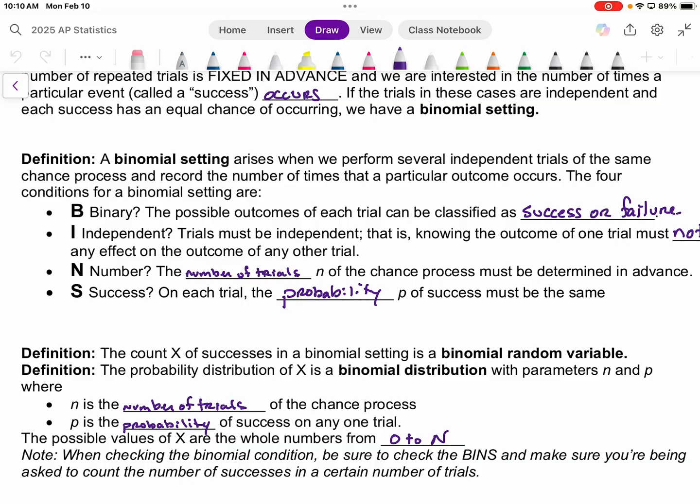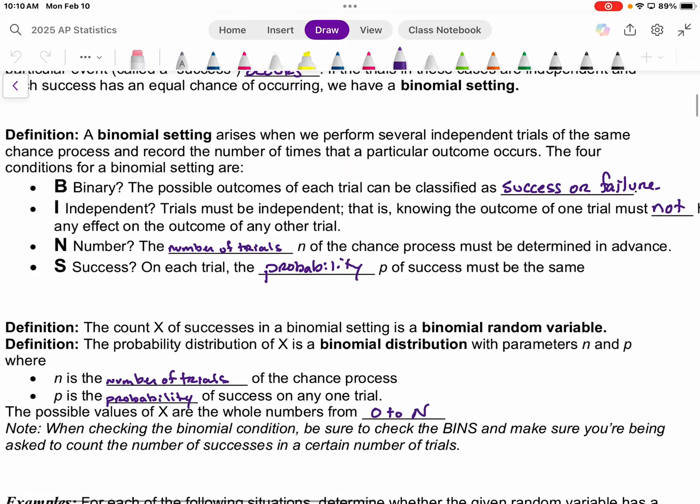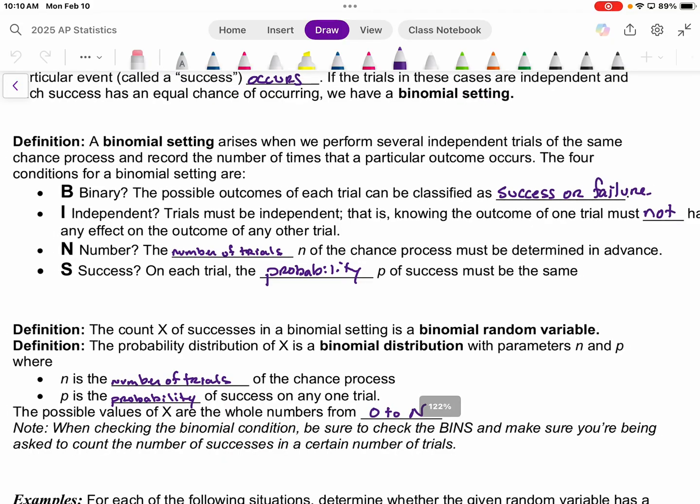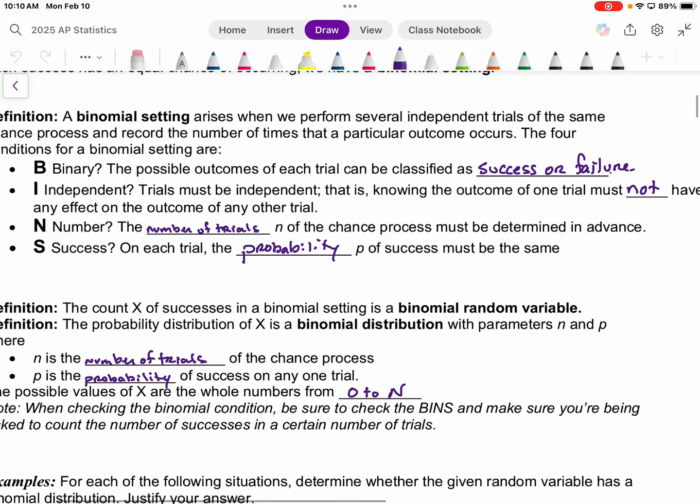A binomial setting arises when we perform several independent trials of the same chance process and record the number of times that a particular outcome occurs. The 4 conditions for a binomial setting are: B, they have to be binary, meaning the possible outcomes of each trial can be classified as a success or a failure. The I for independent, trials must be independent. That is, knowing the outcome of one trial must not have any effect on the outcome of any other trial.